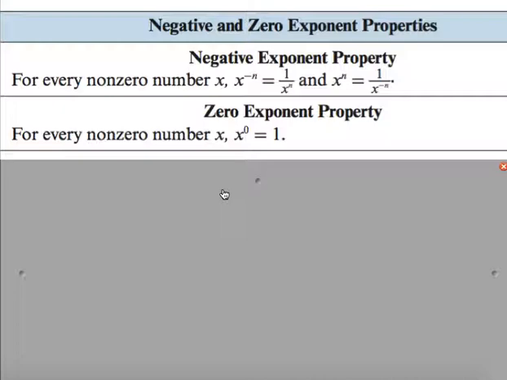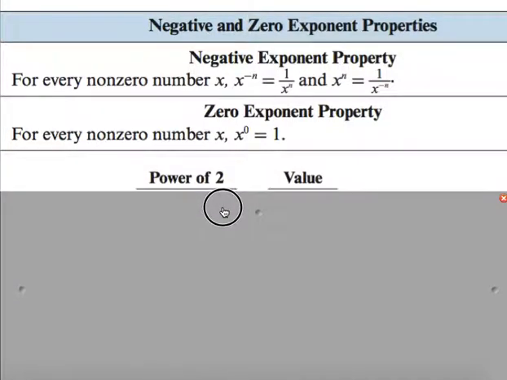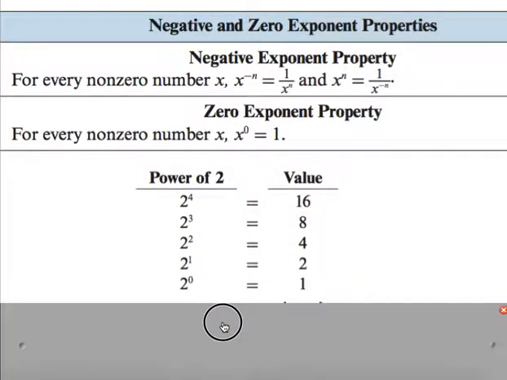And similarly, if we have a positive exponent, we could put it in the denominator and it would become a negative exponent. And our zero exponent property says that x to the 0 power is always 1. Now we get this from some patterns that we can see.